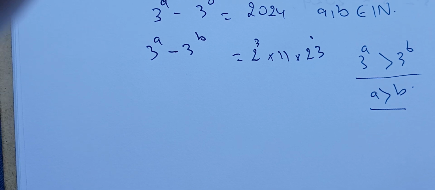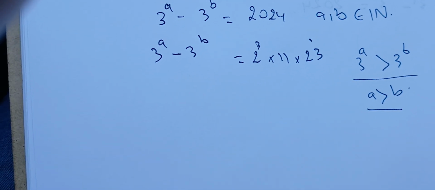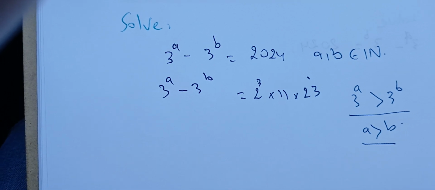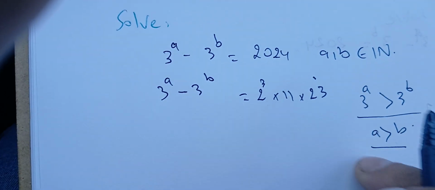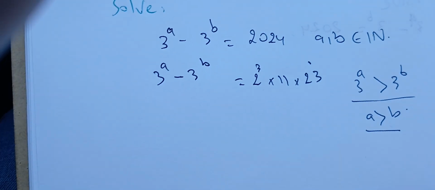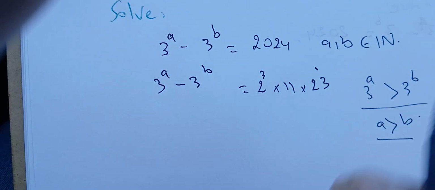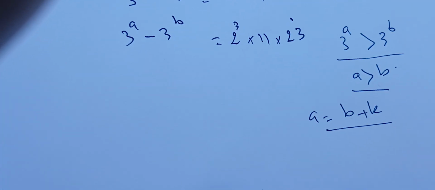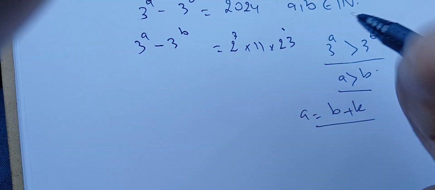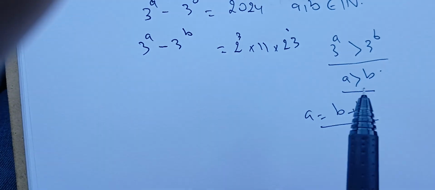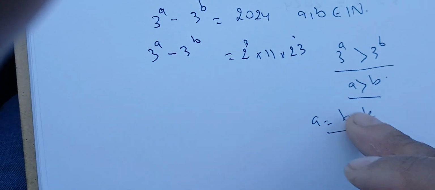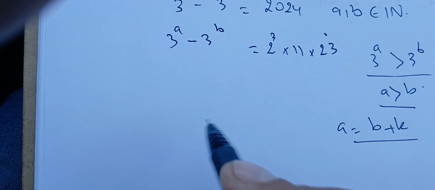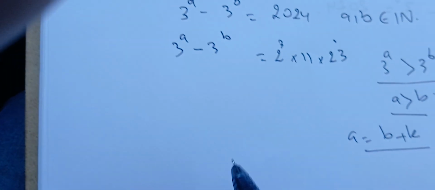So this is the first condition that we get. So what does it mean when a is bigger than b? That means a is b plus some other number k. So there is a difference between a and b, which we call k. We will use it here and try to solve. So let's plug a here and see what we can do.